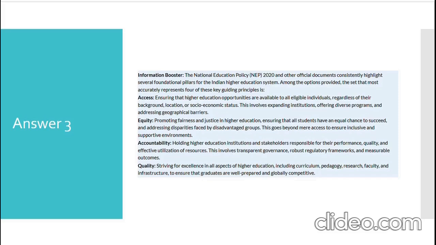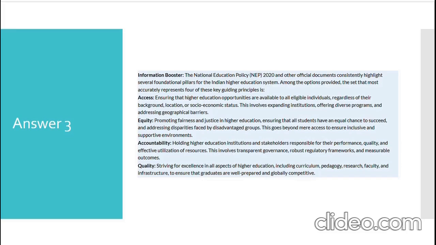The most accurate four guiding principles that are represented in NEP 2020 are access, ensuring higher education opportunities are available to all eligible individuals regardless of their background, location or socio-economic status. This would involve expanding institutions, offering diverse programs and addressing geographical barriers.